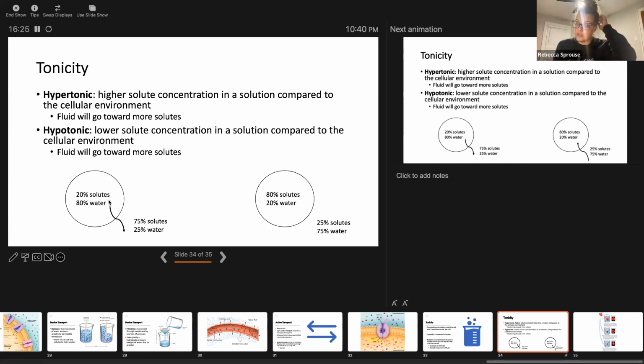Now, what happens when you do that is this cell is going to lose water, which means it's going to lose volume, which means that it's going to kind of shrivel up and be dehydrated. So I want you to hang on to that idea for a second. Let's go over to the next example.